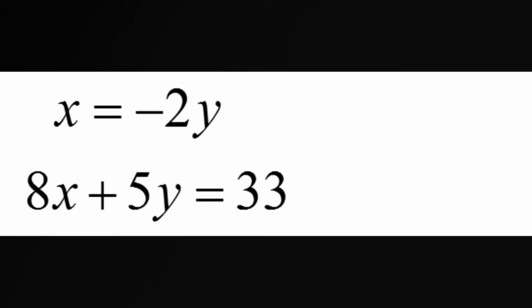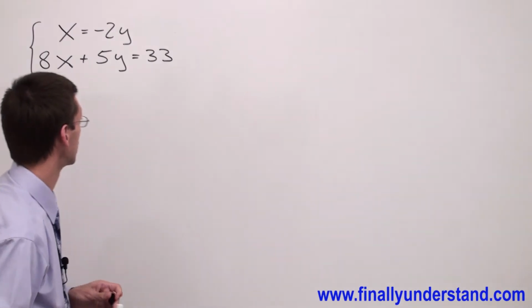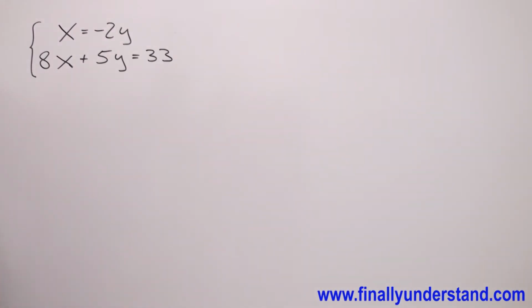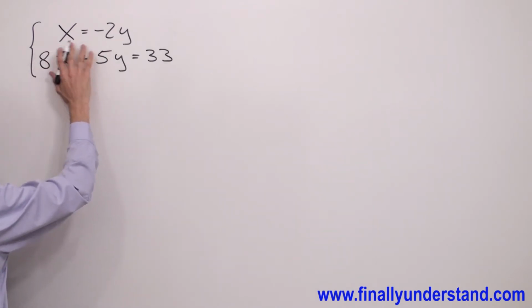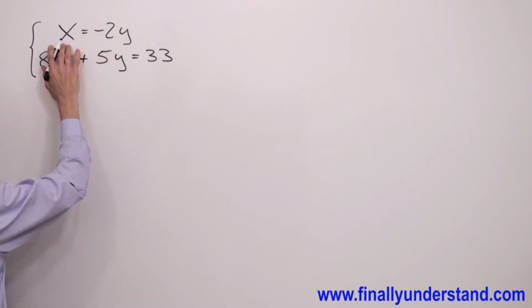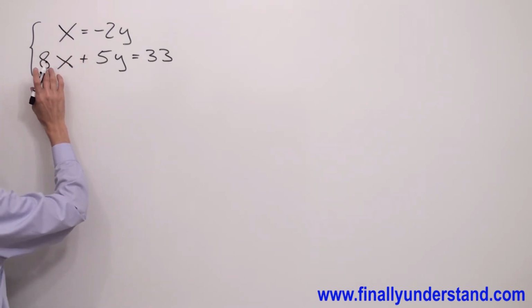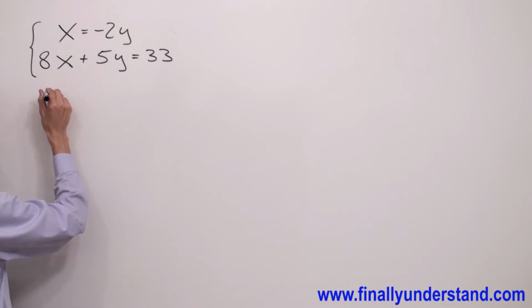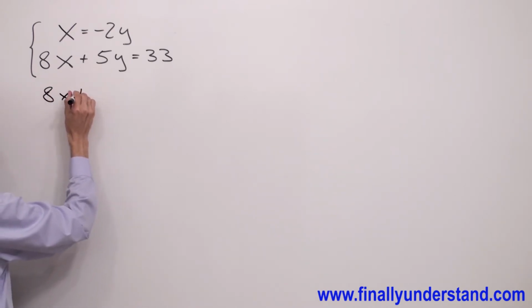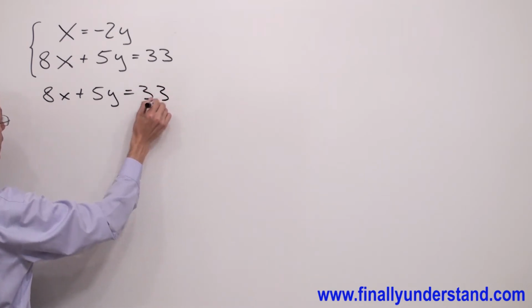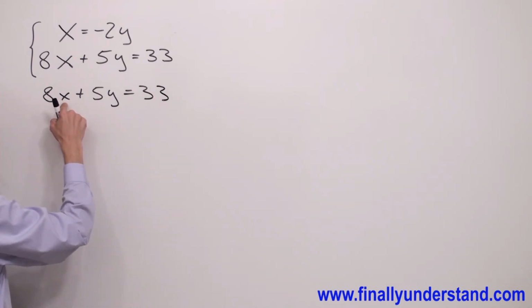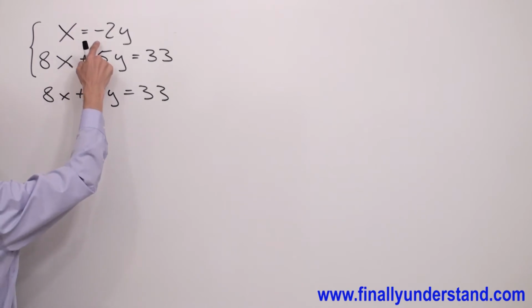We have another example on the board. Let's take a look how we can solve this system of two linear equations using the method of substitution. Please notice that the first equation is already solved for x. So I'm supposed to rewrite the second equation, and instead of x, I'm supposed to write negative 2y.